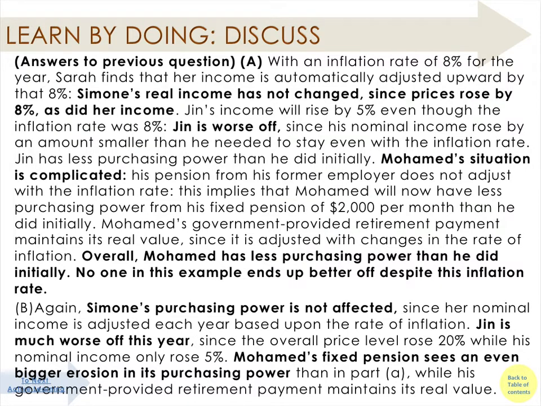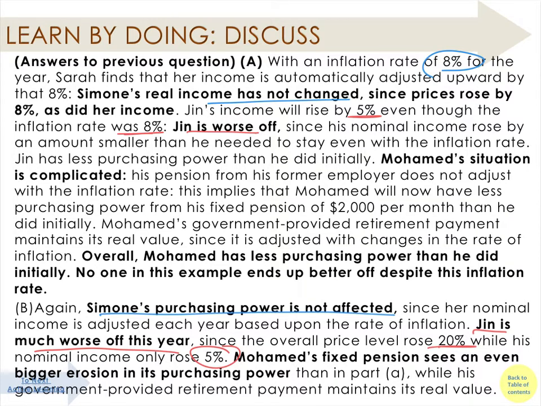So Simone is indexed. Her income is indexed. So at 8%, her real income is not going to change. And that's also true if it's 20%. So she's unaffected by inflation rate. Jin is worse off because his income rises by 5%, but inflation was 8%. So he isn't hurt entirely, but he does lose ground to the tune of about 3%. And that is also true for the next year. In fact, it's even worse. So a 5% raise is not going to make nearly as much of a dent in the 20%. He's 15% worse off.